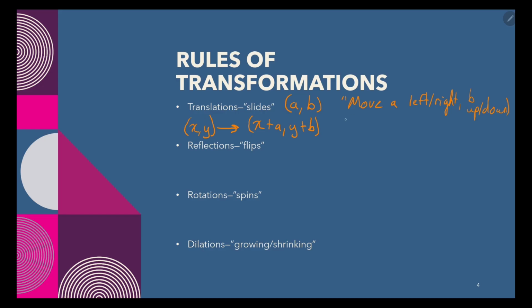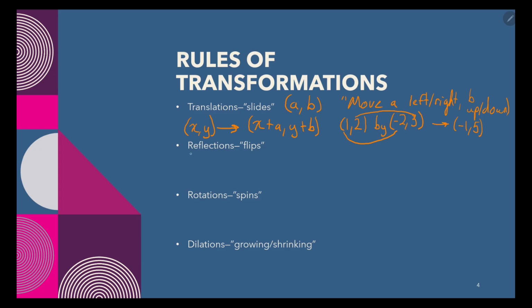So let's say I'm moving the point (1, 2) by, I don't know, (-2, 3), so that's 2 left, 3 up. That means my image, or my new point, is going to be (-1, 5), where I take the 1 and add it to -2, and the 2 and add it to 3.